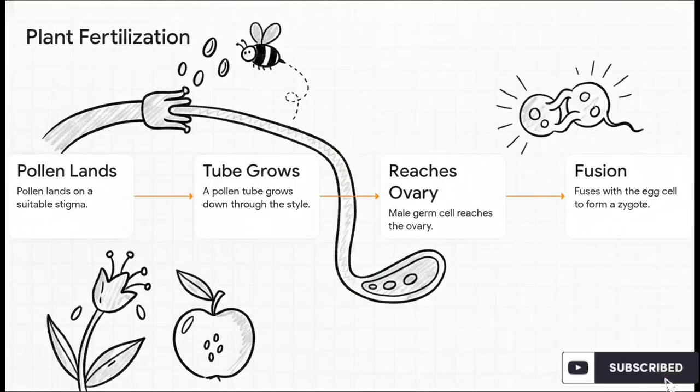To summarize those steps sequentially for your notes, first, pollen lands on a suitable stigma. Second, the pollen tube grows down through the style. Third, the male germ cell reaches the ovary. And fourth, it fuses with the egg cell inside the ovule. This fusion right here is called fertilization, and the resulting combined cell is called a zygote. And honestly, here's a totally magical post-fertilization fact. After this happens, the flower's petals dry up and fall off. The ovary swells up and turns into a fruit. And those ovules inside, they turn into the seeds.